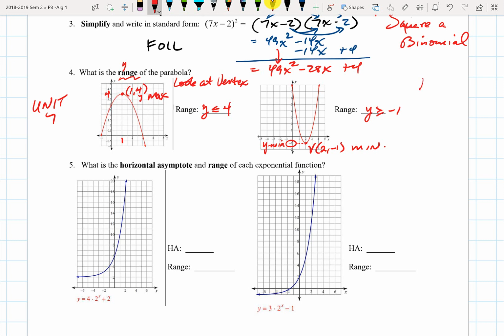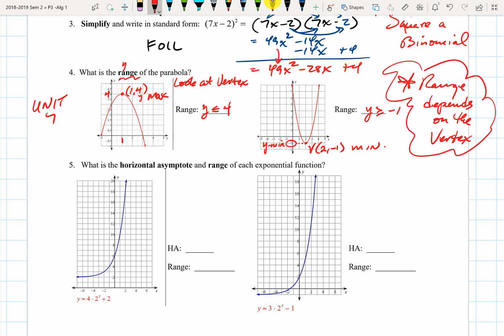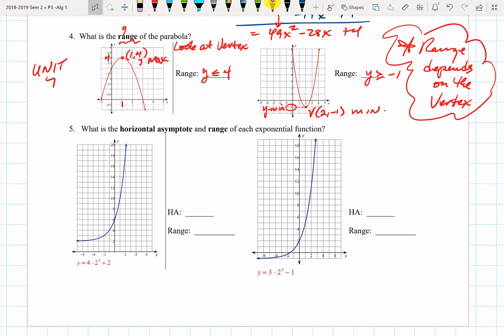The range depends on the vertex. And if you look at your notes in unit 7, we wrote that down every single time. Well, at least every single time I worked with you. Okay, it always depends on the vertex. You've got to find that first. Look at the y value. So let's highlight the y values. Okay, they're right there. And you use that y value.